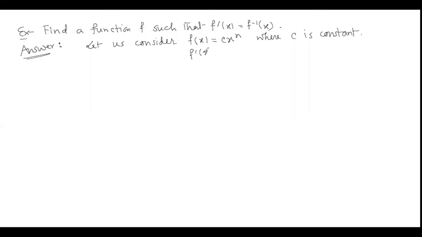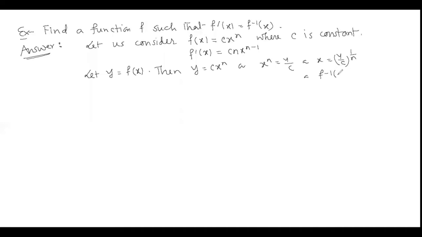If fx equals c into x to the power n, then f dash x will be c n into x to the power n minus 1. Clear? Now, what will be f inverse x? The inverse of fx. Let y equal fx. The image of x is y. Then y will be c into x to the power n, or x to the power n will be y by c, and x will be y by c whole to the power 1 over n.